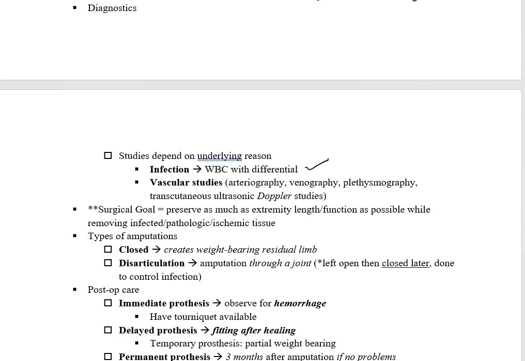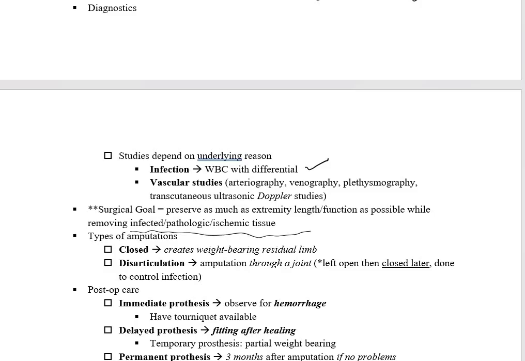We also want to do Doppler studies. Those will give us an idea about the integrity of that extremity. Now, amputation is a really good way to get rid of the part of the body which has been infected or has not been working, but at the same time our goal is to preserve as much functional extremity as possible while still removing the infected, pathological, ischemic tissue.